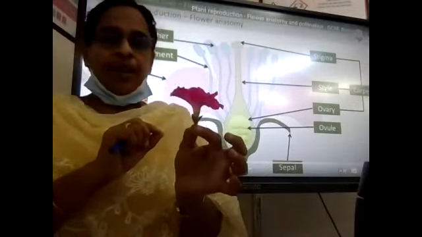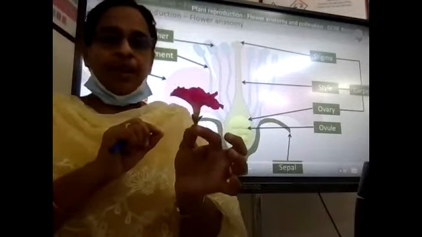This is the filament. And then at the tip of the filament, there is the anther. Have you seen? Yes. Okay. So the male reproductive structures are anther and filament. Filament is holding the anther, and anther has the male sex cell in that one. That is known as pollen. Pollen is the male sex cell of the plant. Both of them together it is known as stamen. Is it clear? Yes.